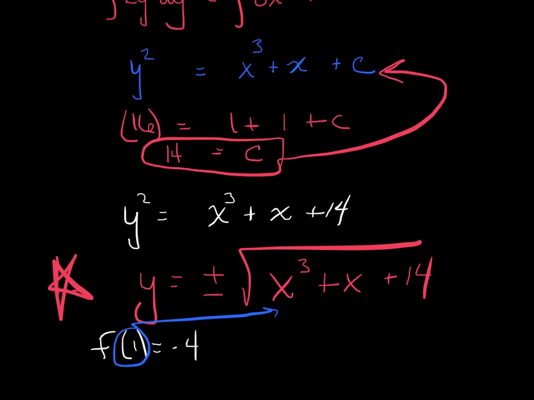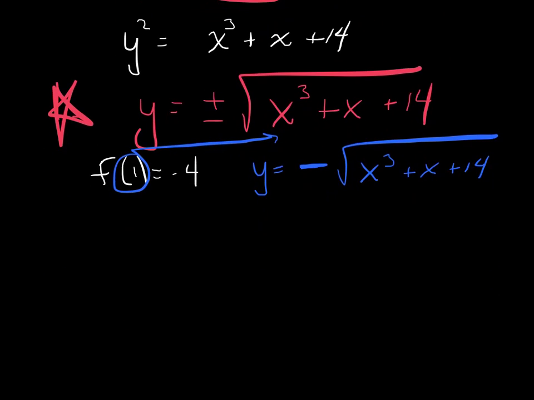So I think mathematically it makes sense. If I plug 1 in, I'm going to get 1 plus 14, so I get the square root of 16. And if I want to see a negative 4, that's telling me I only want to see the negative radical out front. So my final equation is just y equals negative square root of x cubed plus x plus 14. Okay, so moral of the story here, whatever this initial condition is, that will tell you the sign if you have a square root.